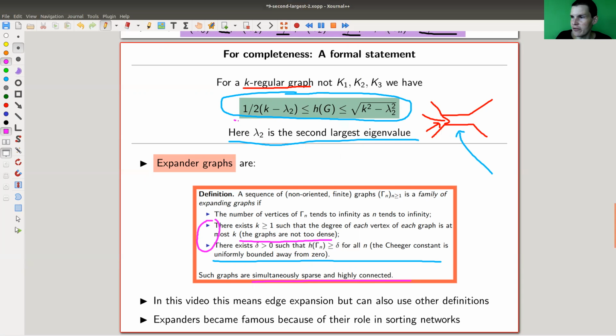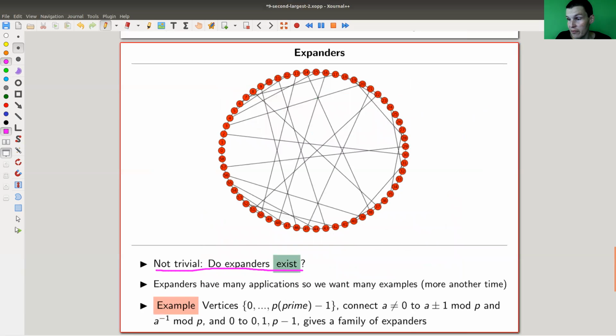And usually you check whether they are expander graphs by using this trick here. And let me give you an example, because it's really not trivial whether they exist. Sparse and highly connected are different notions. And so it's really not trivial whether they exist. And there are not so many examples, and it's always very exciting if you find families of examples. So here's a nice family of examples. So I have a prime number, and I can vary my prime. I can let the prime go to infinity.